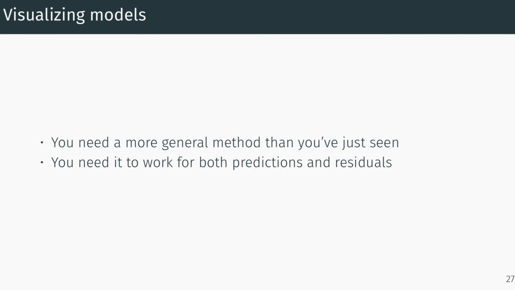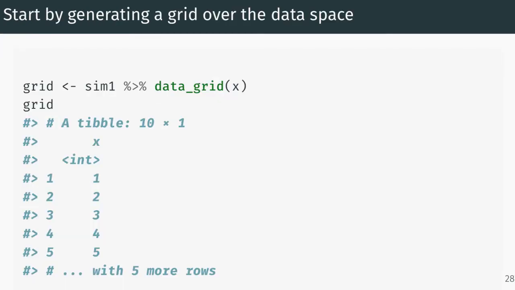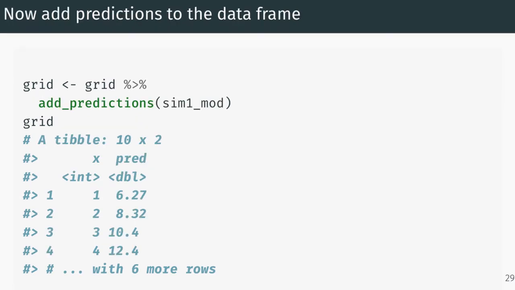But we need a more general method for visualizing the models than what we've just seen. We need it to work for both predictions and residuals. So let's construct that. The first thing we're going to do is just generate a grid over the data space. And then we're going to add predictions to the grid. So these are the predictions made by our best model, which we know to be the best.